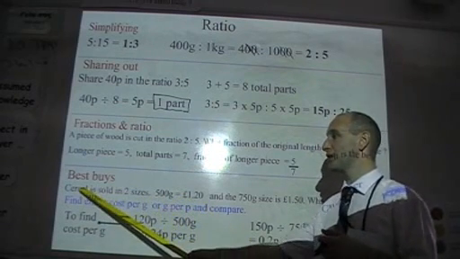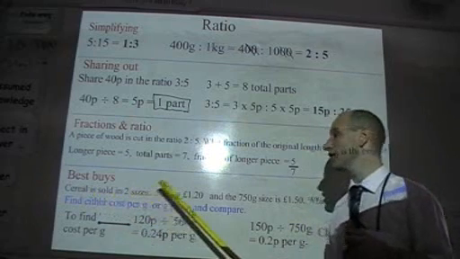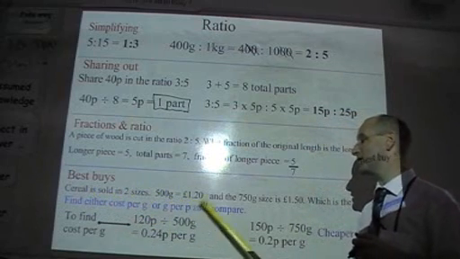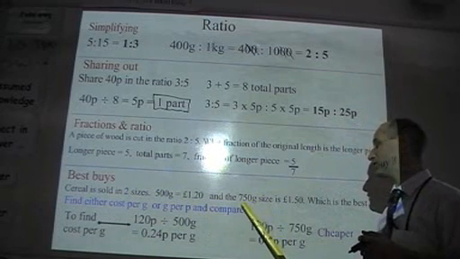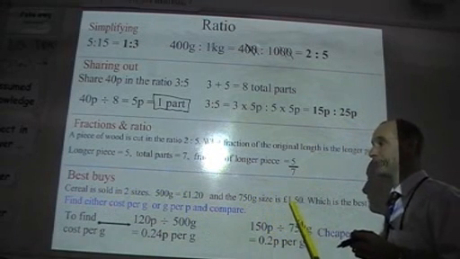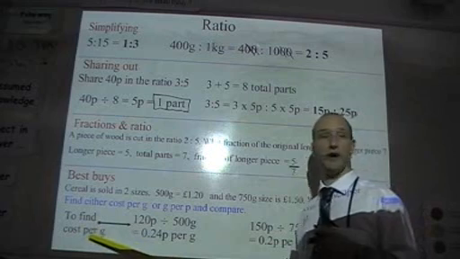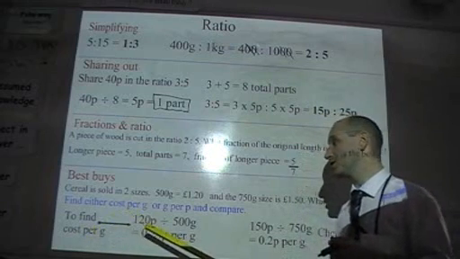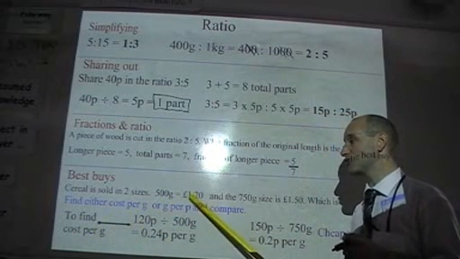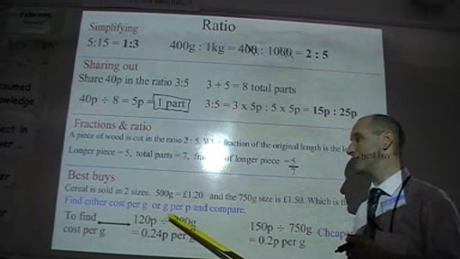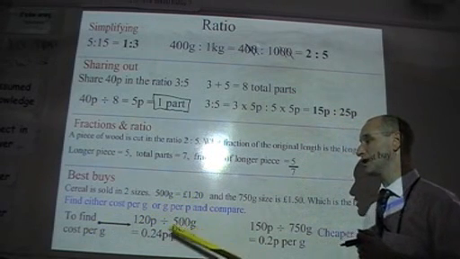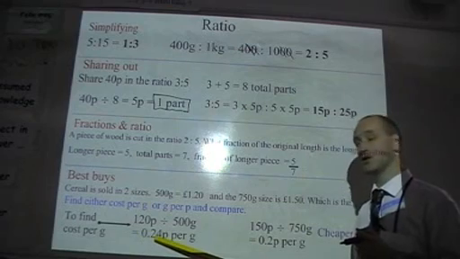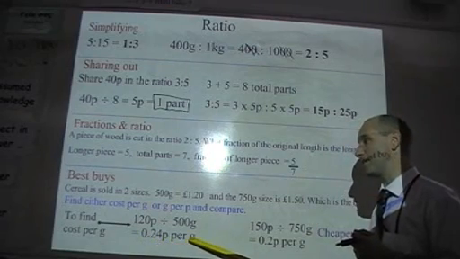So, in this case we have cereal sold in 2 sizes. 500 grams is £1.20 and 750 grams is £1.50. If I want to find cost per gram, then what I'm looking at doing is getting the cost here of 120 pence, dividing it by the grams of 500, and that tells me 0.24 pence per gram.